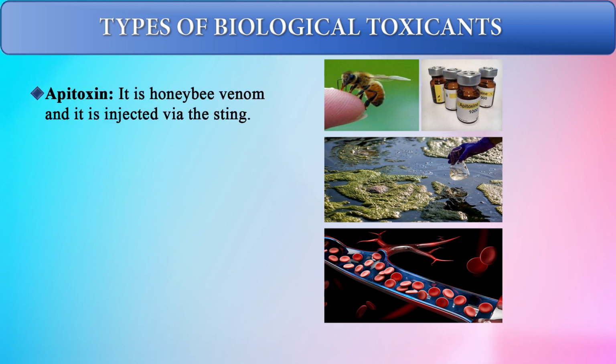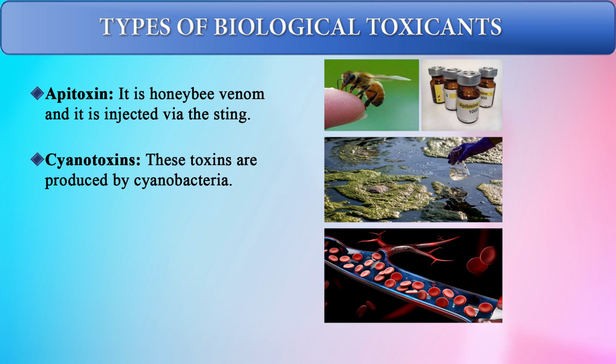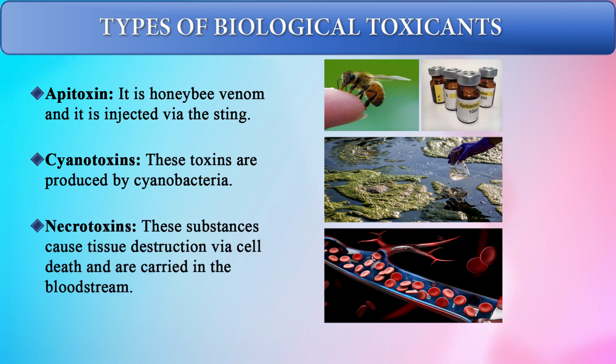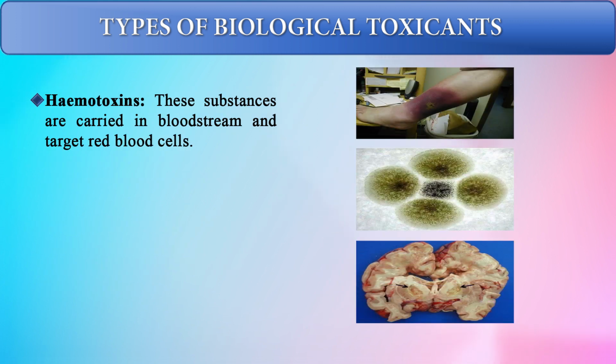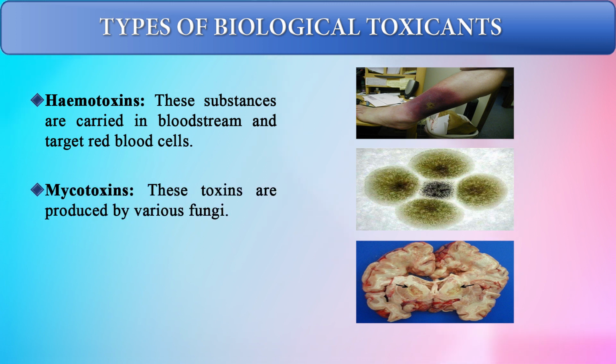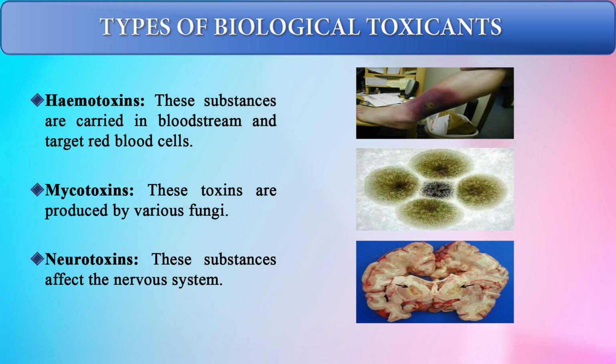Now we will go through the types of biological toxicants. First type is the apitoxin. It is honeybee venom and it is injected via the sting. Second is the cyanotoxin. These toxins are produced by cyanobacteria. Third type is the necrotoxin. These substances cause tissue destruction via cell death and are carried in the bloodstream. Next are the hemotoxins. These are substances which are carried in the bloodstream and target the red blood cells. Fifth one is the mycotoxins. These are toxins produced by various fungi. Sixth one is the neurotoxins. These are substances which affect the nervous system.